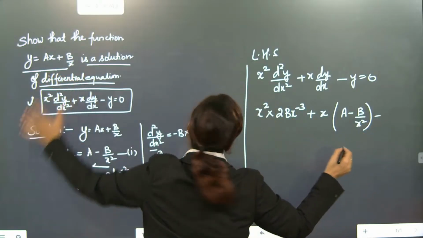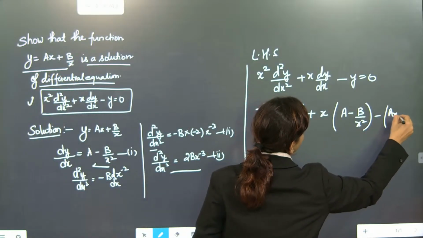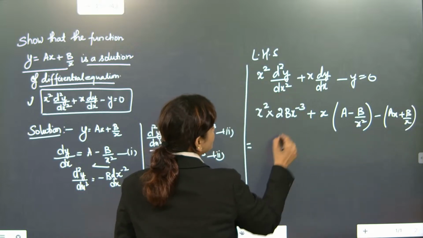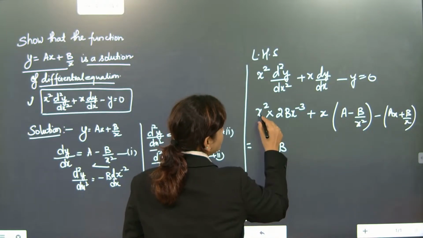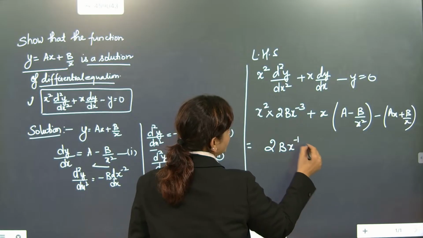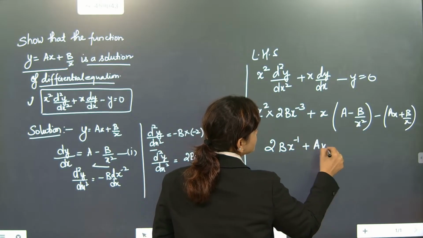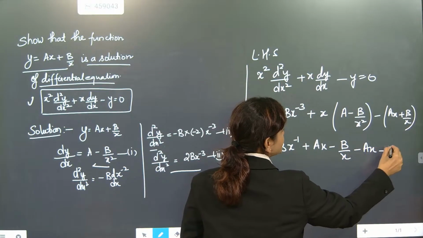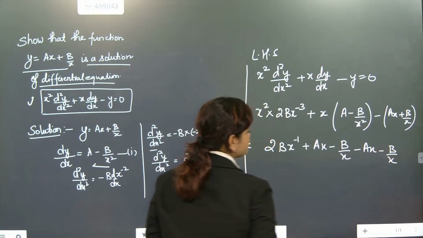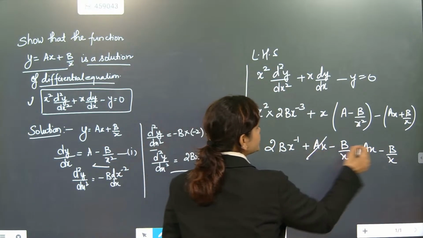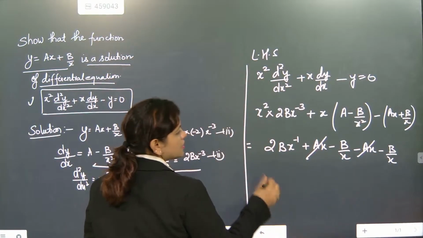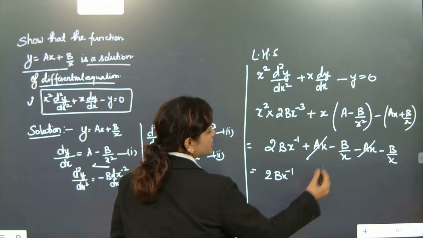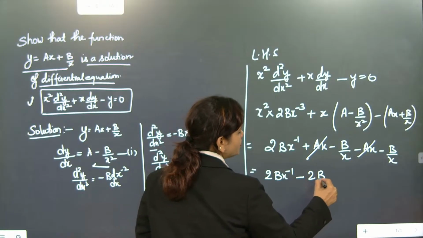What is y? y is given in the question as ax plus b by x. So now it will come as 2b x to the power minus 1 plus a x minus b by x, and here minus ax minus b by x. So this section and this section will get cancelled. So it is coming as 2b x to the power minus 1 and here minus 2b by x.